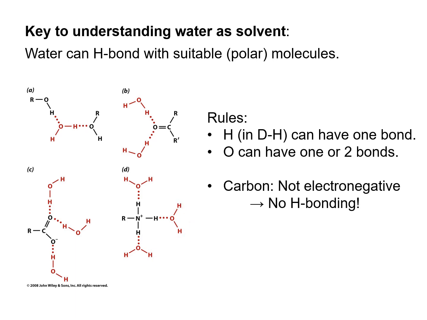And the rule for hydrogen bonding is that the hydrogen atom in the donor group can have only one bond, as opposed to the oxygen atom, which can have one or two bonds. And of course, carbons, which do not have electronegativity, will not have any hydrogen bonding with water molecules.